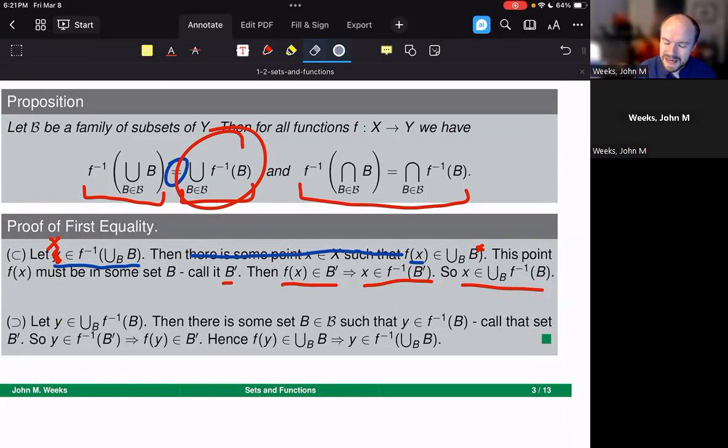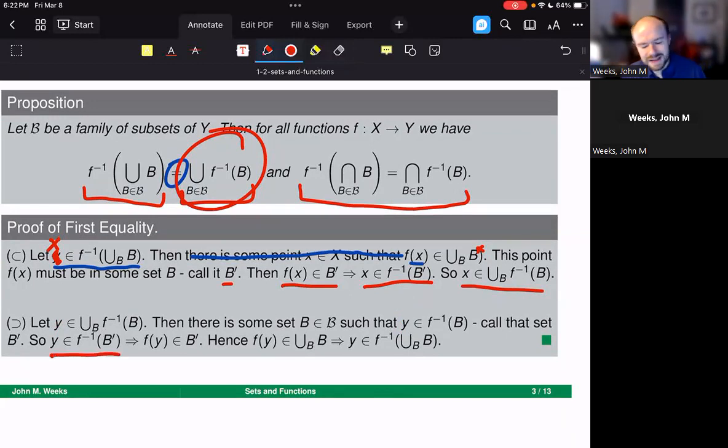Then there is some set B inside of this arbitrary collection such that, well, Y is in F inverse of B. And let's call that set B prime so that Y is in F inverse of B prime for one of these sets that's inside of this union. Well, what does that mean? We're just going to use the inverse image definition again, but notice we're kind of going the opposite direction of how we were doing it in the subset argument. So F of Y is inside of B prime. Well, what does that mean? F of Y is in the union of these B, which means that Y is in F inverse of the union. Notice that we've just kind of gone through and undone the operations to get to what they actually mean and then tethered them back on.